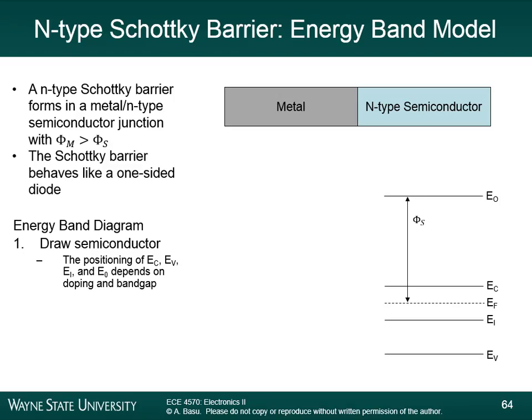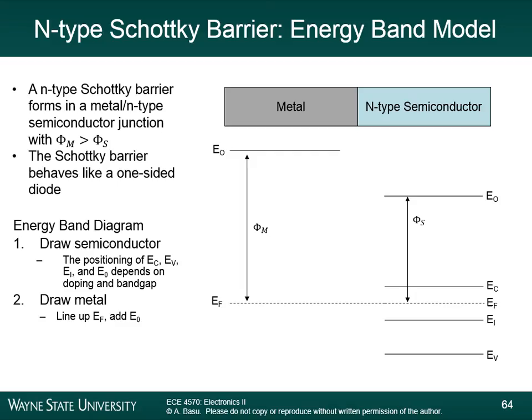Now the next part, you draw the metal. When you draw the metal energy band diagram, line up its Fermi level with the Fermi level of the N-type semiconductor. Just draw the Fermi levels as a straight line. Remember that at equilibrium, the Fermi level is a flat horizontal line. Doing it this way will help you line up the band diagrams and do the band bending in a relatively easy manner. The next step is to draw in the E0 for the metal, because the metal has an E0, and the distance between those is given by the metal work function. That will be given to you in the problem.